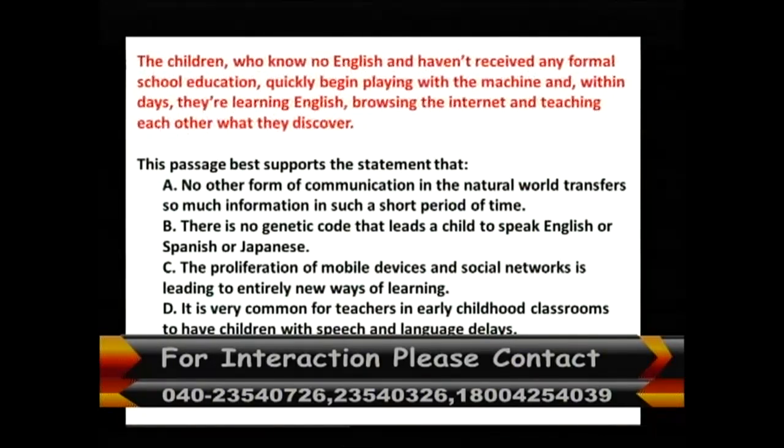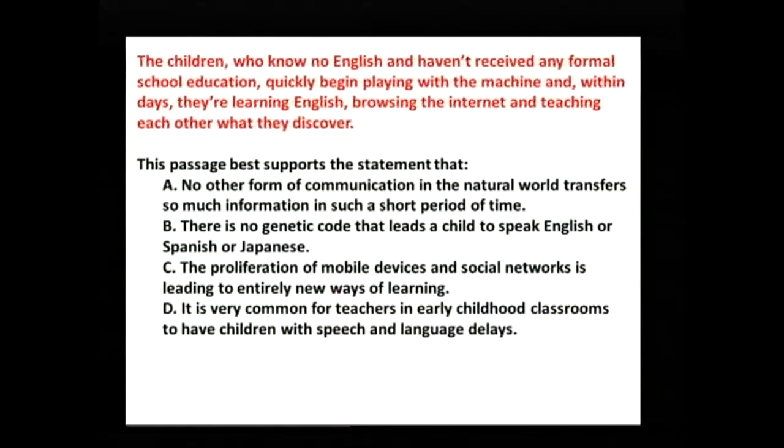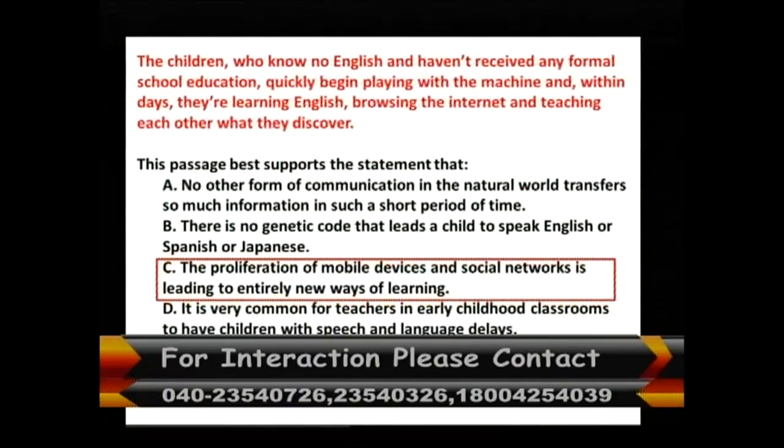The proliferation of mobile devices and social network is leading to entirely new ways of learning. It is very common for teachers in early childhood classrooms to have children with speech and language delays. And the correct answer is C, because we have internet. On line number 3 you have browsing the internet. Because we have the usage of internet, people have the ability to learn in a very new way.